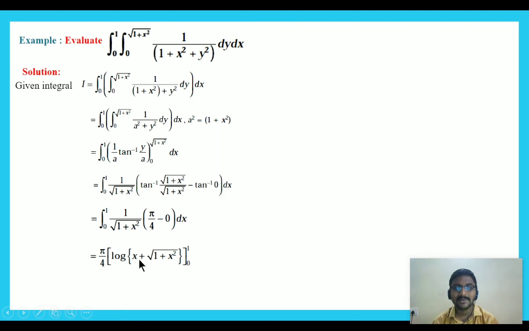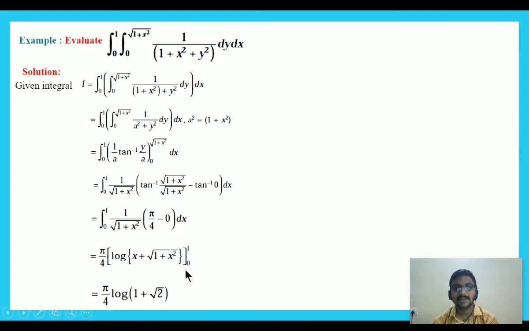So here we are using log of x plus root of 1 plus x square, or you can use sinh inverse of x also. So here we are using log of x plus root of 1 plus x square. Now substituting upper limit as 1 and lower limit as 0. That is 1 plus root of 1 plus 1 square, which is root 2. That is log of 1 plus root 2.